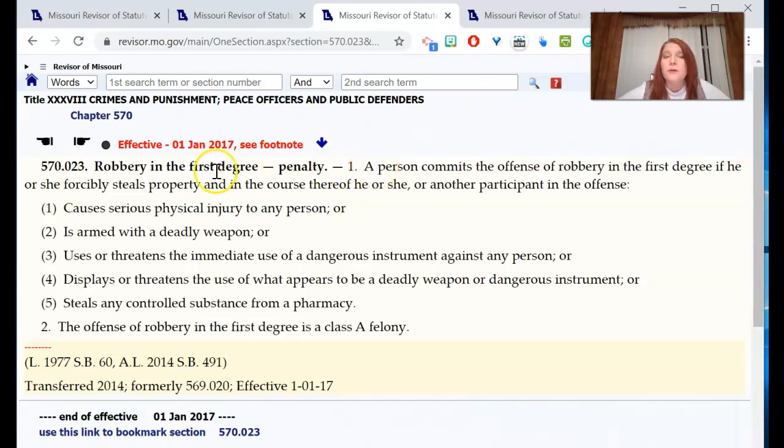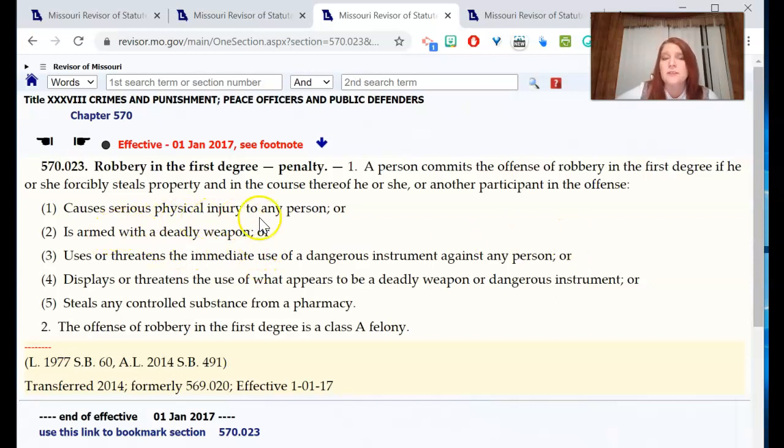So this one here is the first degree robbery. A person commits the offense of robbery in the first degree if he or she forcibly steals property and, in the course thereof, he or she or another participant in the offense does one of the following. Notice that it says "or another participant in the offense." So you and your friend go in, and your friend is doing the forcible stealing, and you're just with them. You are a participant. So you have also committed robbery in the first degree, according to these statutes. Okay, so first off, forcibly steals property. And then it has to be one of these things.